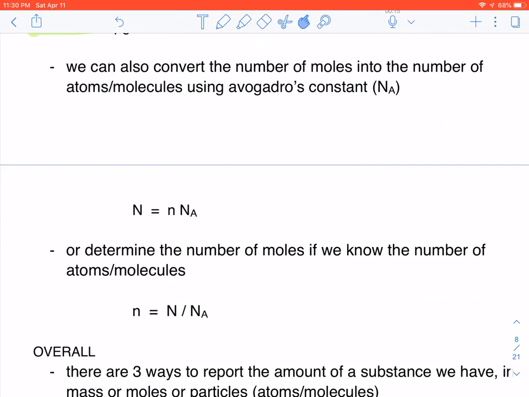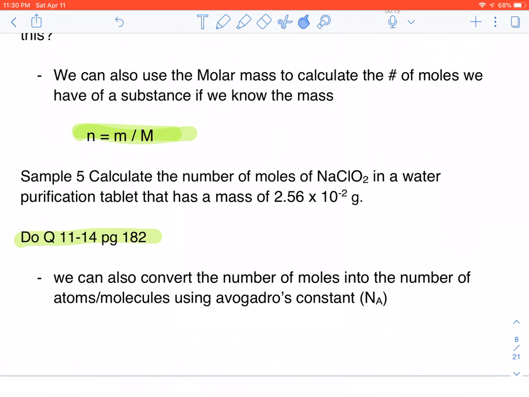Okay, let's go back to today's work. And it says we can also figure out the number of moles using Avogadro's constant. So again, we've already done this once. I'm just going to come back and we're going to revisit this. I'm not even going to do another of these because we've already done a bunch of these earlier. But what this means is I've got a relationship here between the number of particles and the number of moles.